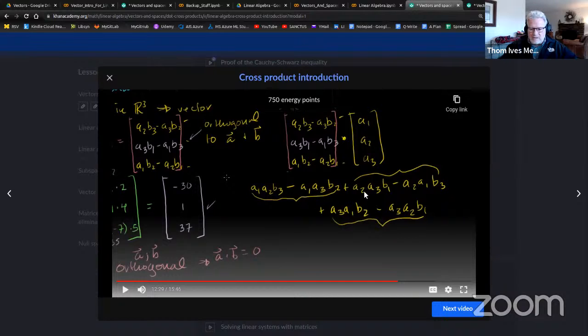Now, let's look at the next positive term, A2, A3, B1. Well, look at here. If we change the order, A2, A3, B1, so those cancel out. Now we got this last positive one, A3, A1, B2. Those cancel out. Well, what does that mean? It means that this is perpendicular, it's normal to A.